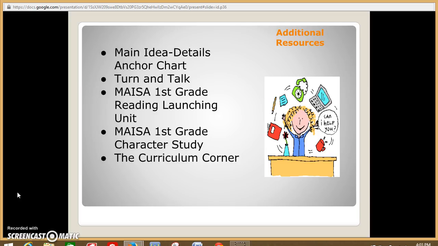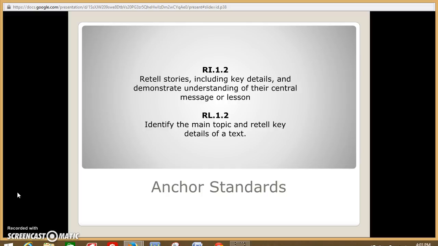Students will need additional practice identifying key details and the main idea of a text in order to become proficient at it. Some additional resources are listed here, such as the First Grade MESA Launching Unit and the Curriculum Corner. However, there is a full list of resources for both teachers and students listed in the lesson plan. Listed here are the Common Core state standards addressed in this lesson.